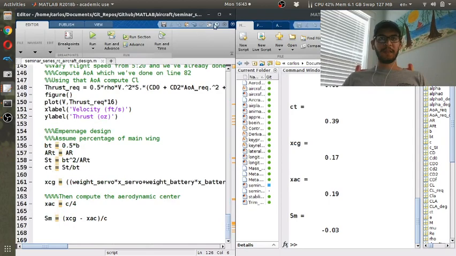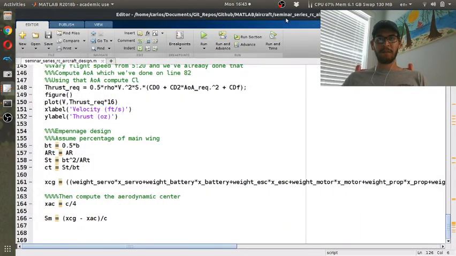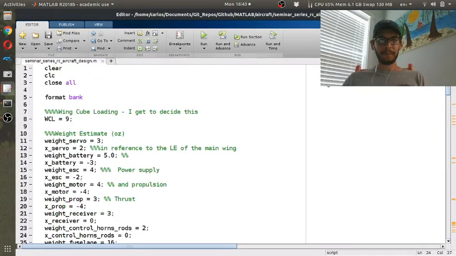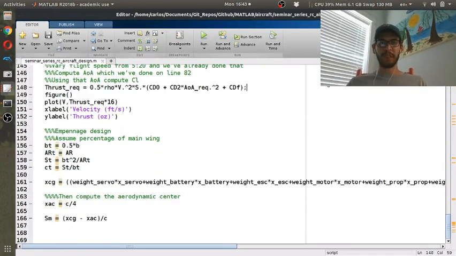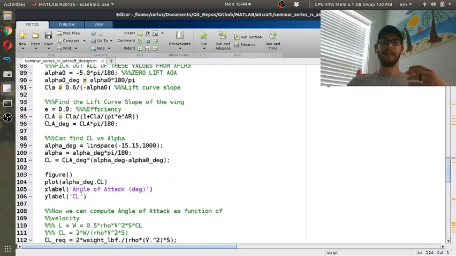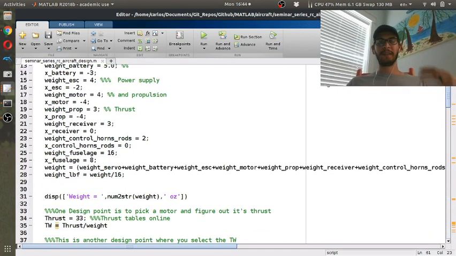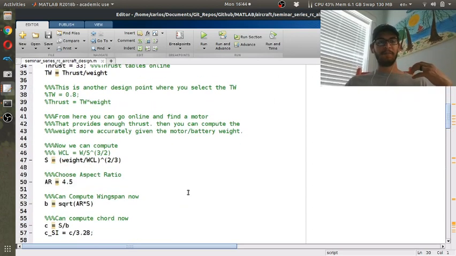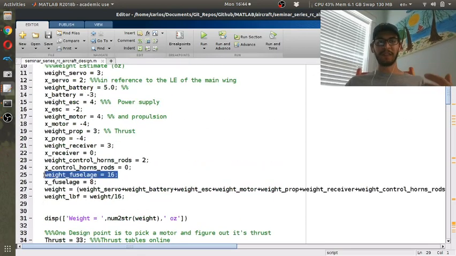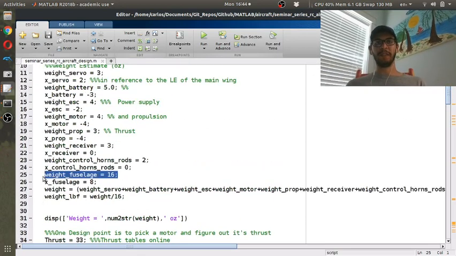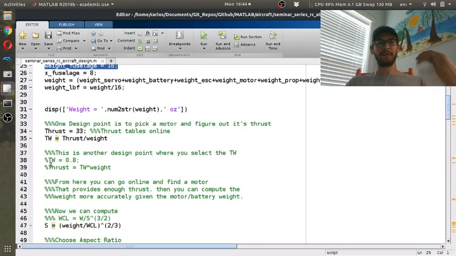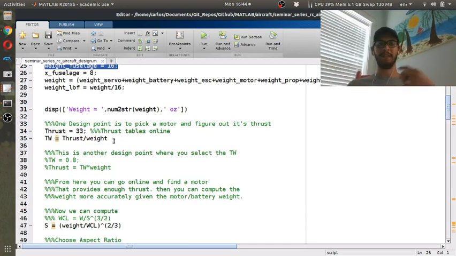Okay, so this code is on my GitHub, MATLAB Aircraft Seminar Series RC Aircraft Design. This is a good tool that you can use to size your aircraft and things like that. There's a lot of bells and whistles in this, like estimating all of your weights, finding the motors online, making sure your units are correct, picking a wing cube loading, picking an aspect ratio, and estimating the fuselage, which is very difficult. You can't really do that until you build it. Choosing the motor depends on your thrust, your weight and your thrust to weight ratio that you want, and the components that you can find and get together, like battery and ESC and things like that.